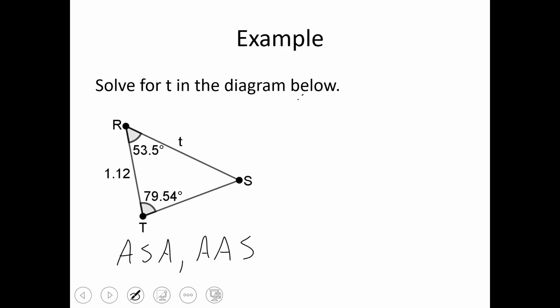So here's what must be true. t over the sine of its opposite angle, the sine of 79.54, is equal to, well, let's see, the same for any other side opposite angle pair. Well, the only side we know is 1.12, right? So we're going to have to use that. And then we need to place it over the sine of its opposite angle.